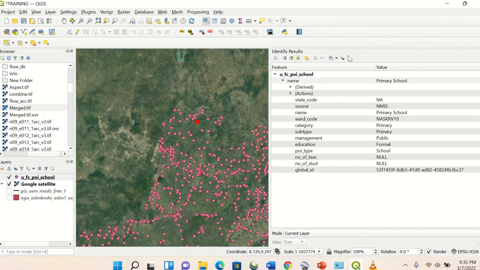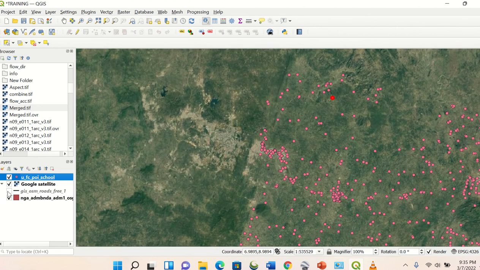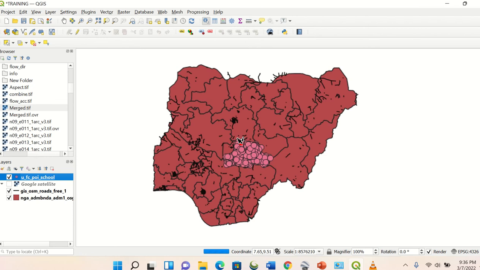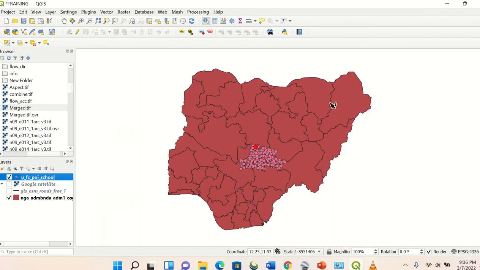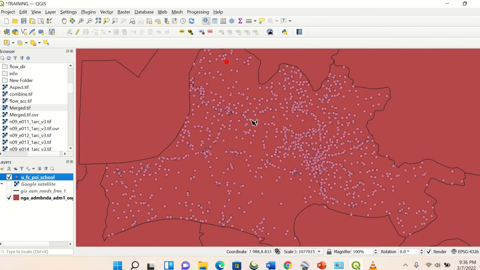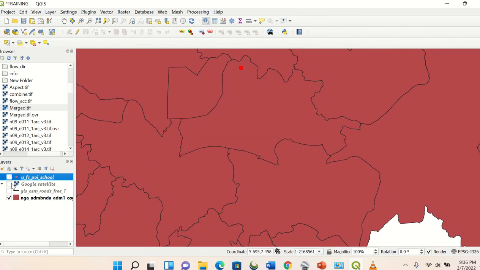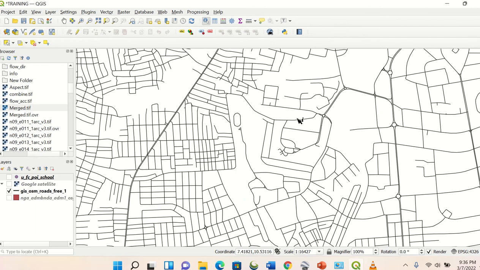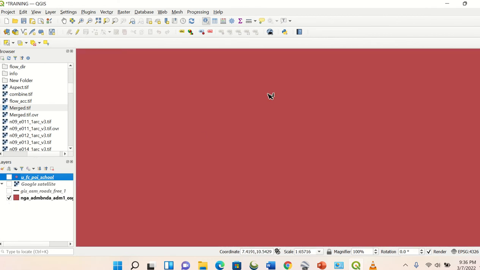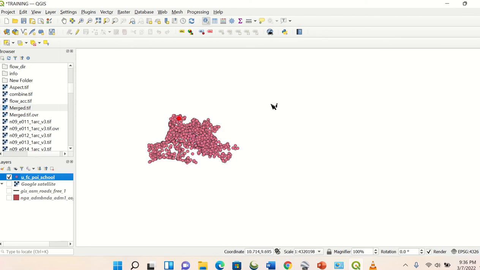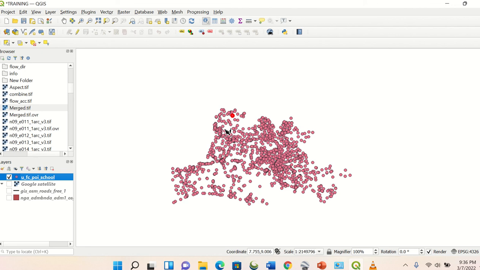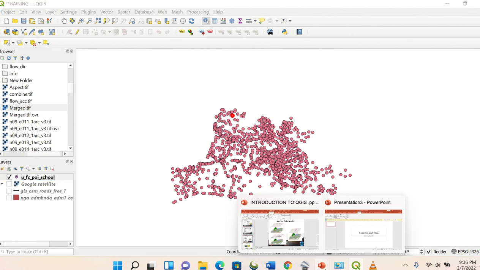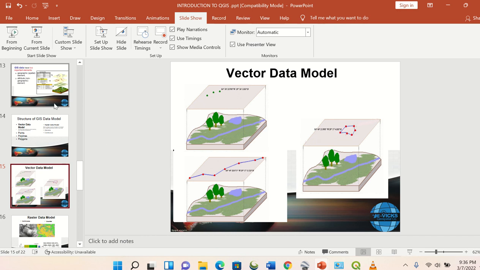For example, here we have the polygons of different states in Nigeria. Then here, like we showed earlier, we have points of public schools in a particular state in Nigeria, and also here we have the road network of the entire country. The road network is represented by polylines. The polygon is used to represent boundaries, state boundaries, and points are used to represent hospitals. You can use points for primary public schools, hospitals, location of buildings, and other features. It depends on the demand for such work. And these are the vector data structures.